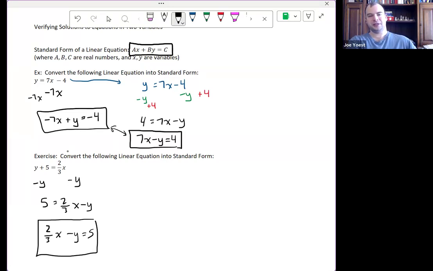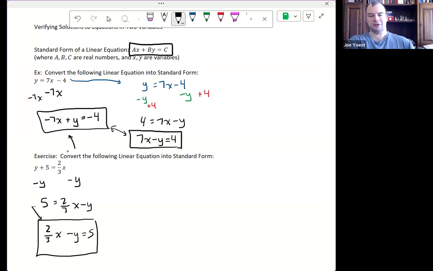They could be integers like they were up here, but we can have a fraction, we can have a decimal, we can even have irrational numbers like, say, square root of 2, or even transcendental numbers like pi, something like that. These can be any real numbers, these coefficients for x and y and the constant.